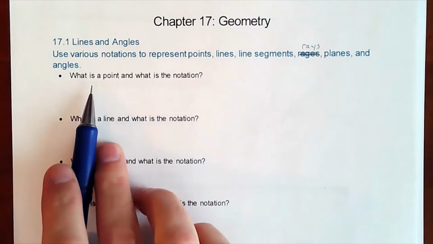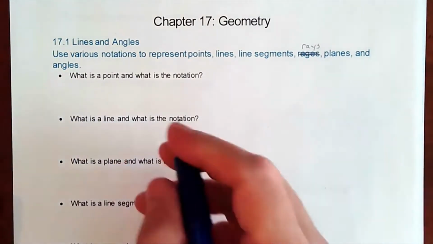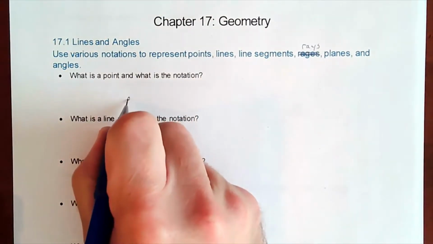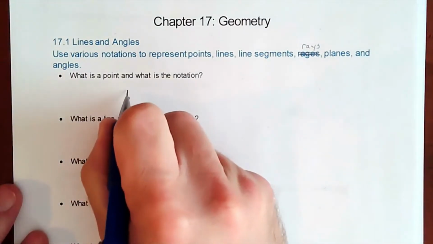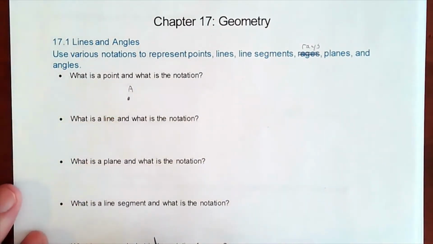We'll start with what is a point and what is its notation. A point is just a point, and we always label it with a capital letter.